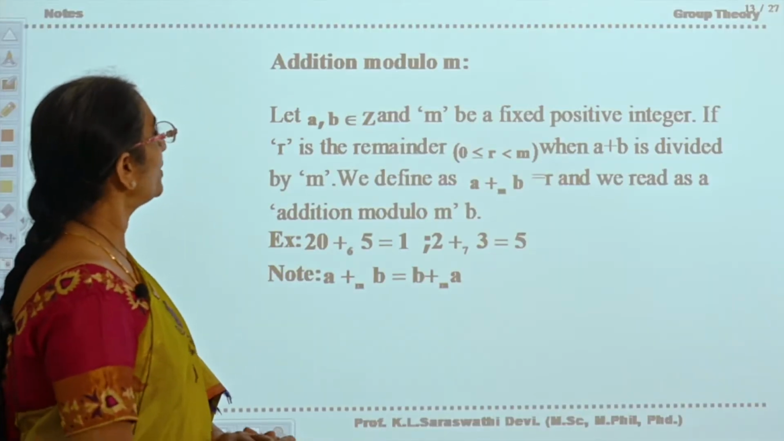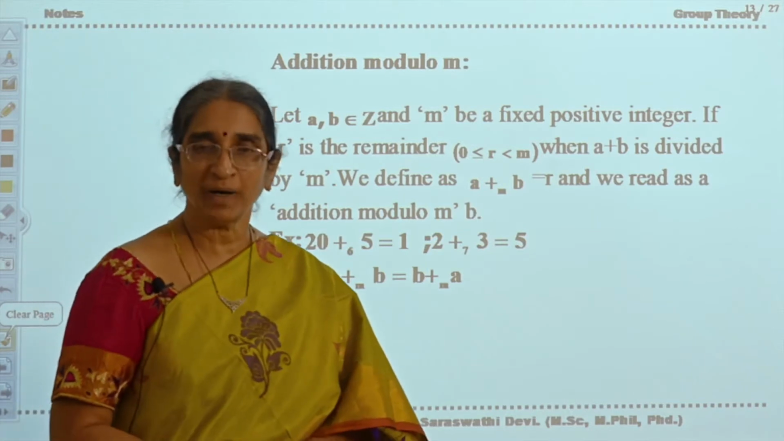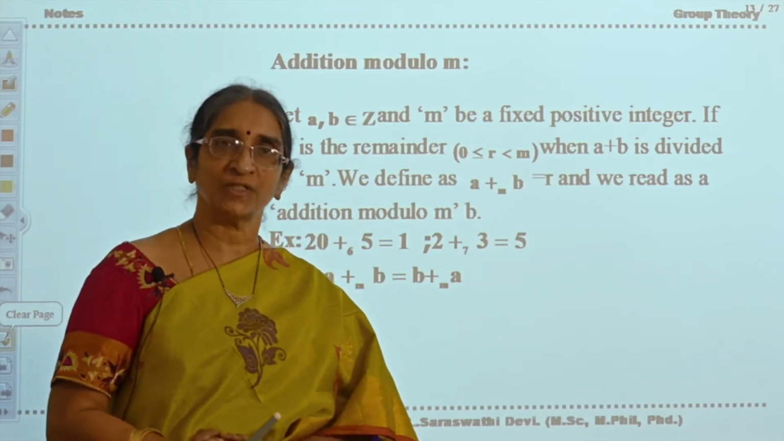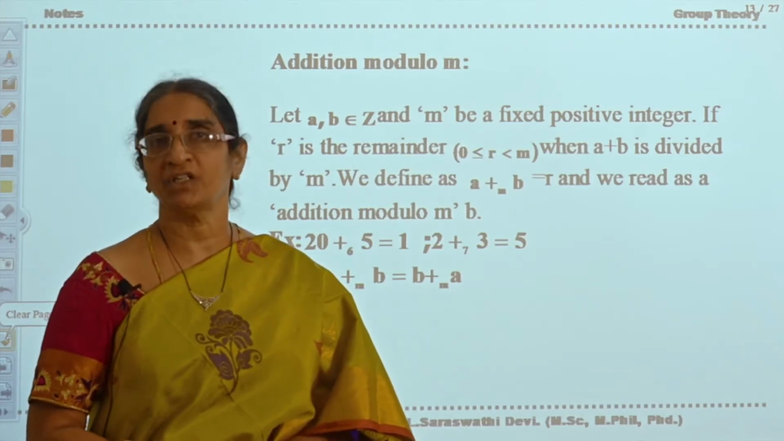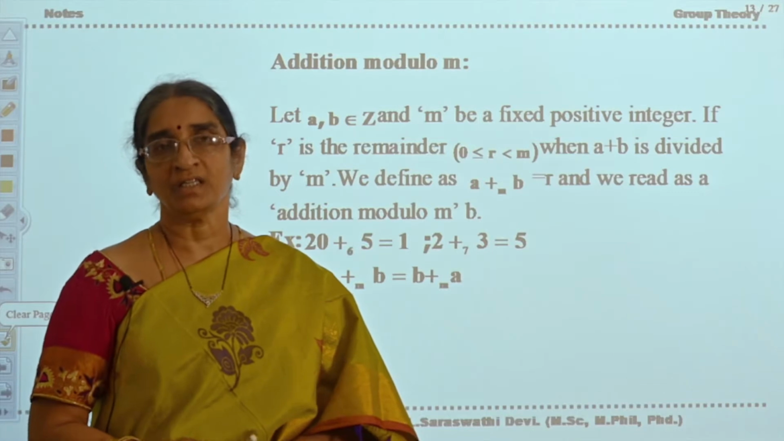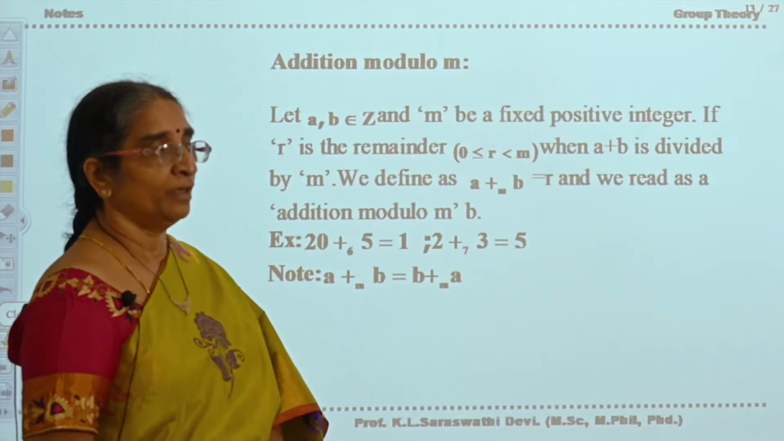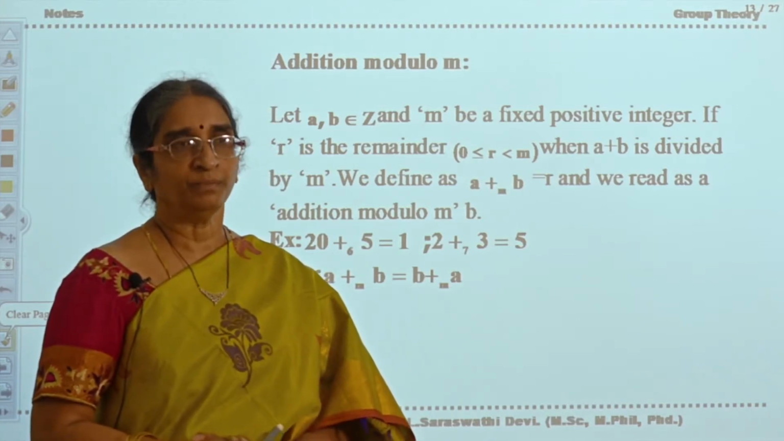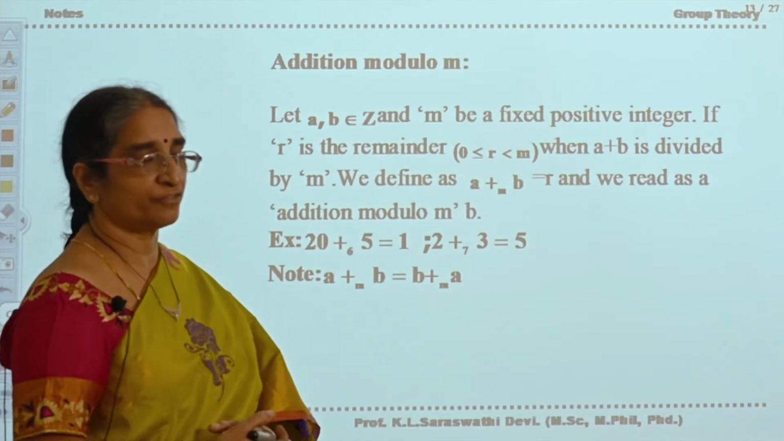Now you have seen the composition table with respect to addition and with respect to multiplication. Now we are going to learn two more operations which are new to you: addition modulo m and multiplication modulo m. This addition modulo m and multiplication modulo m will play an important role in group theory. Examples we will see afterwards.